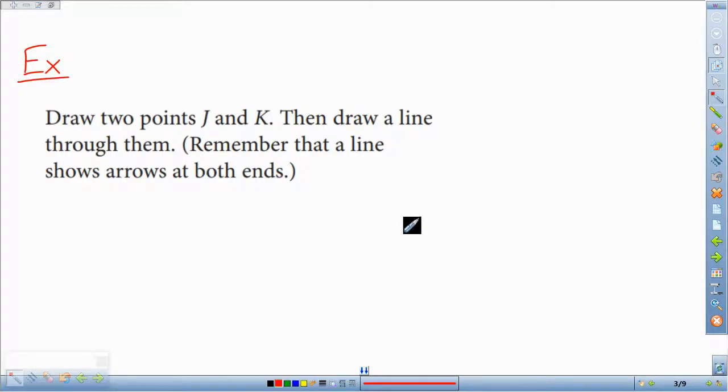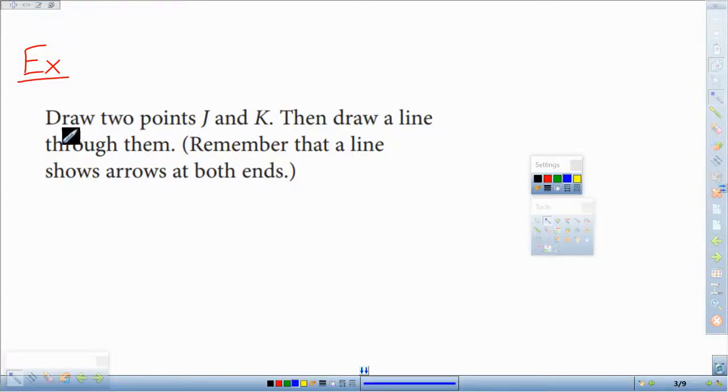Okay, so go ahead, pause your recording, copy the directions, and put EX, which stands for example, in the corner, and we'll try this together. So this is asking us to draw 2 points J and K, then draw a line through them. Remember that a line shows arrows on both ends. So pretty simple. Let's give it a try. Do this along with me.